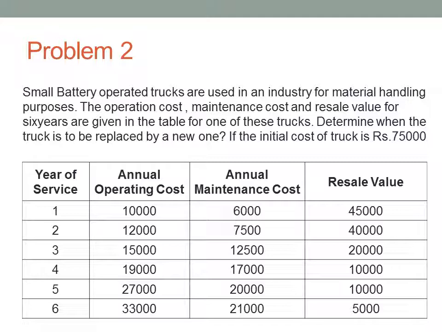And the resale value: in the earlier problem they gave only one resale value, so for all the 8 years we put the same s of t value. But here, the resale value changes for each and every year. So we have to take those particular values and put them for the respective years.